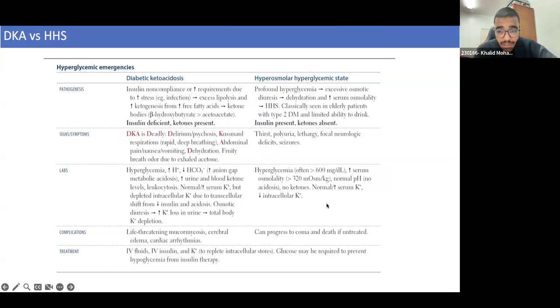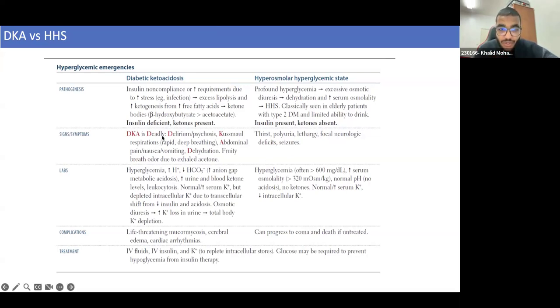Now, it's very important to know the difference in presentations. For HHS, you'll have thirst, polyuria, and lethargy. As soon as you see those, that's HHS. And something that might help, and that might be given in the question, is that the patient is type 2 diabetic and an elderly patient, okay? So if you see any of these things, that's probably HHS.